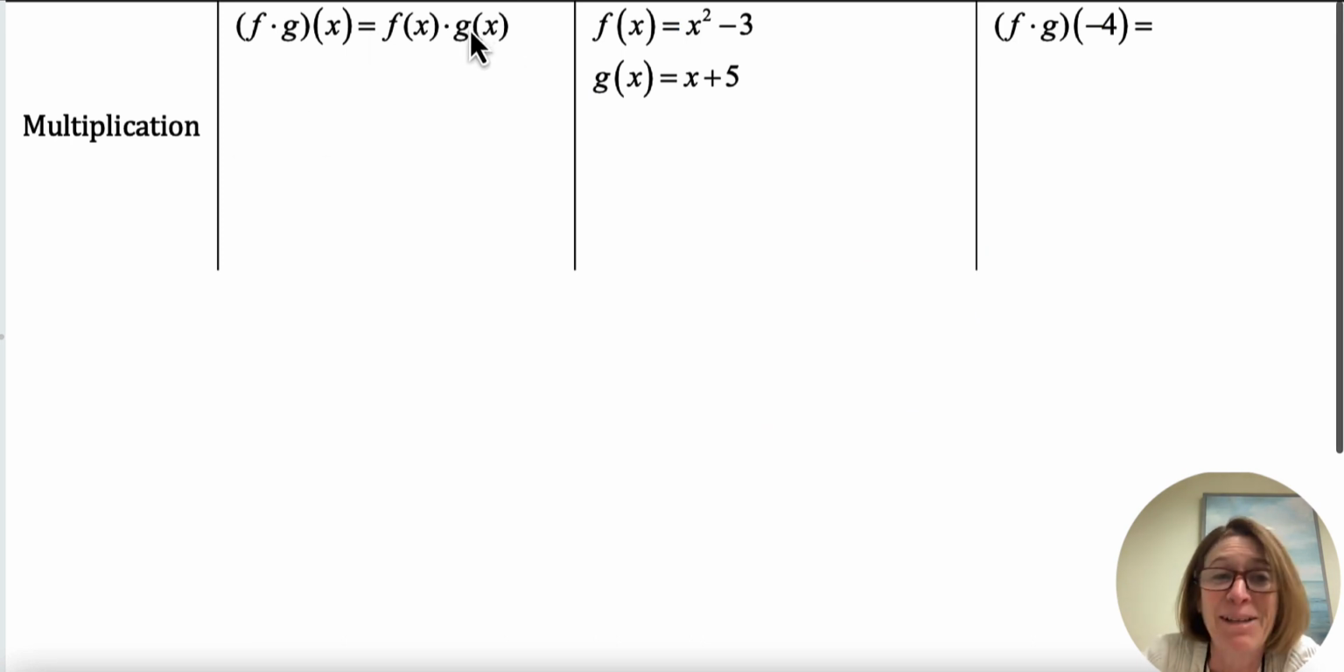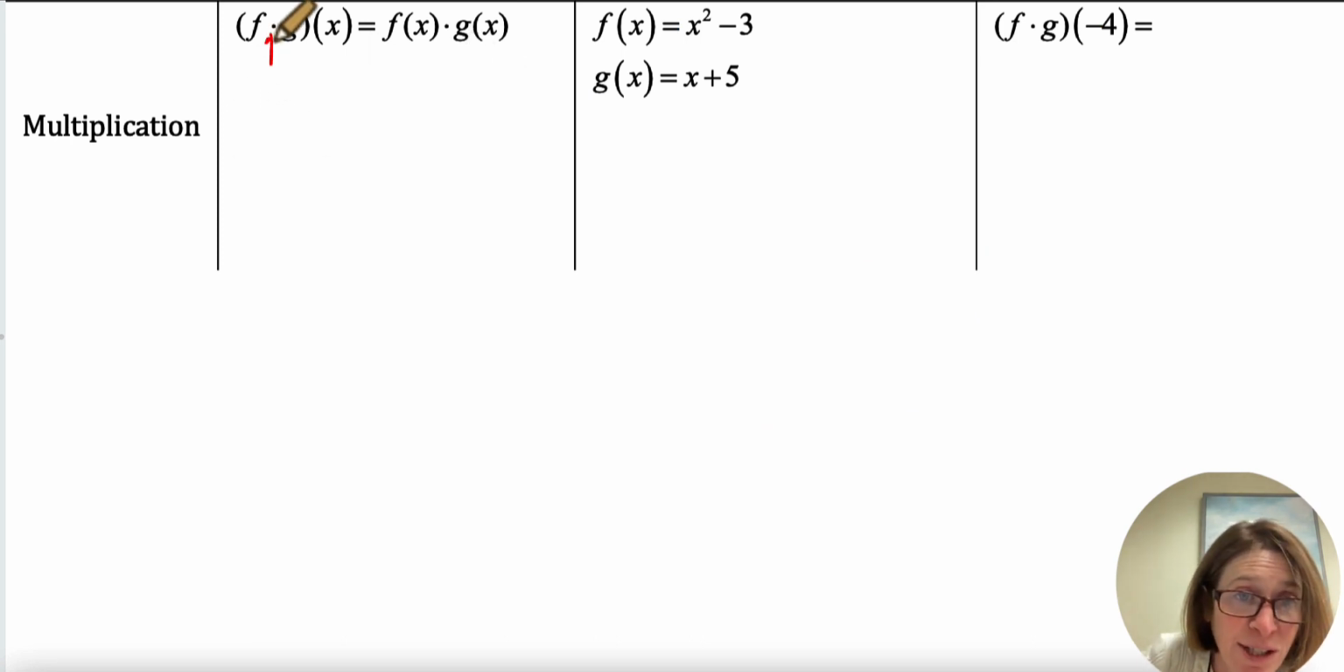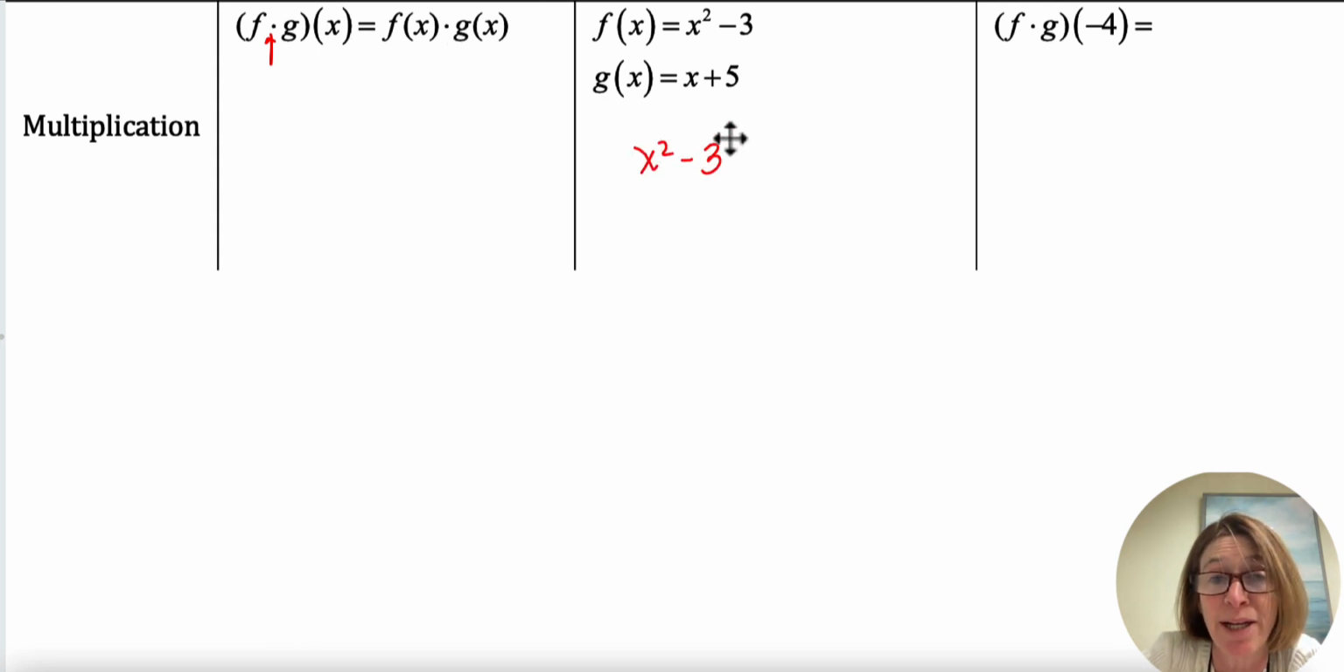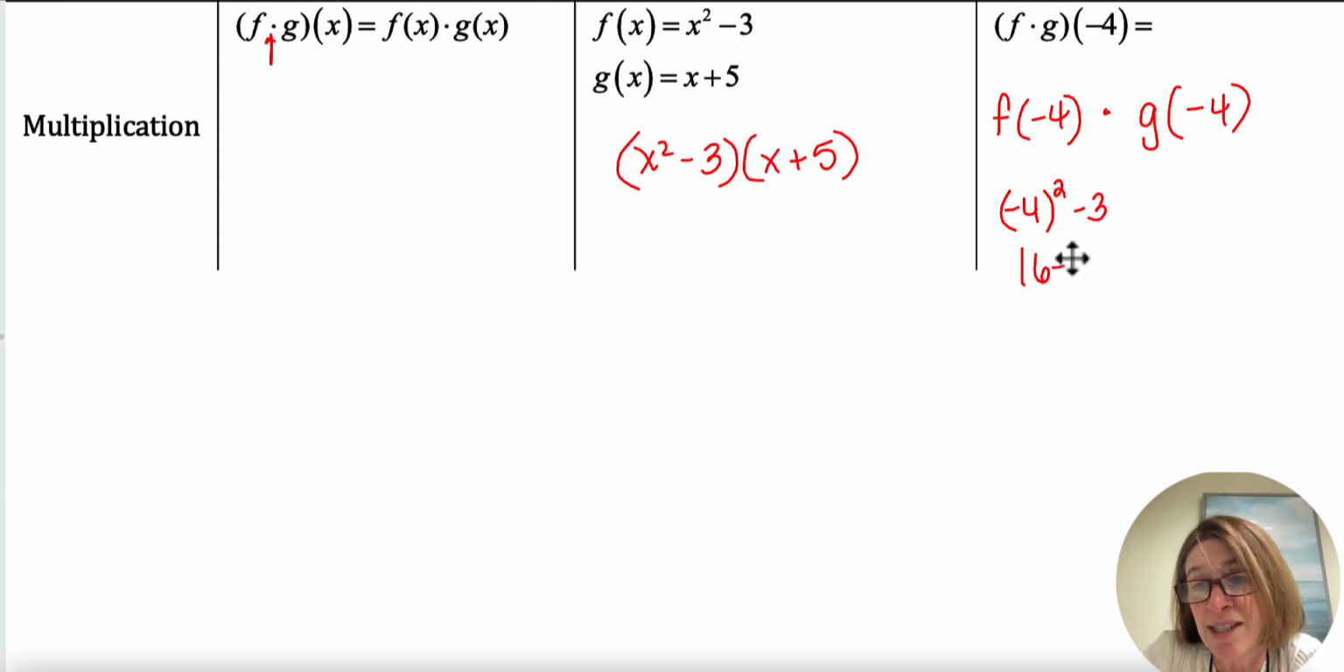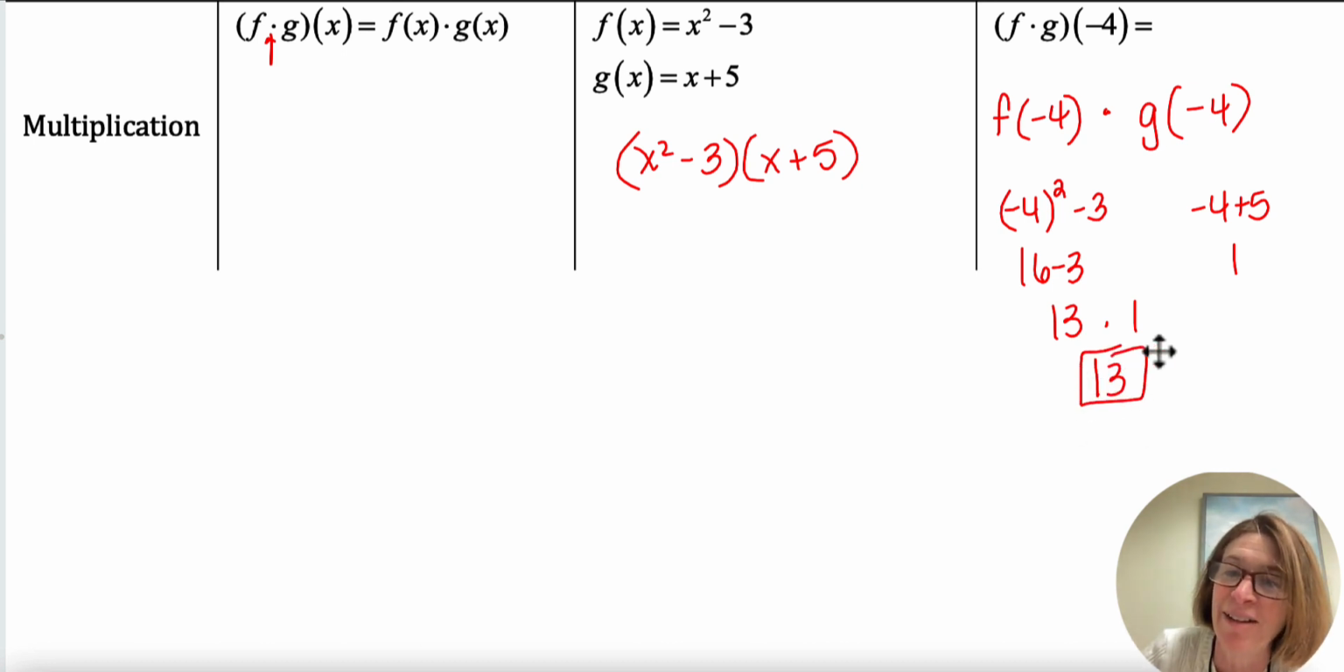Multiplication, same thing. f times g of x equals f of x times g of x. So it means x squared minus 3 times x plus 5. You could leave it like that. Or you could do f of negative 4 times g of negative 4 with numbers. So plugging in negative 4, noticing I have to square it. So negative 4 squared minus 3. So 16 minus 3 is 13. g at negative 4 would give me negative 4 plus 5, which is 1. Made it nice there. And so my answer would be 13.